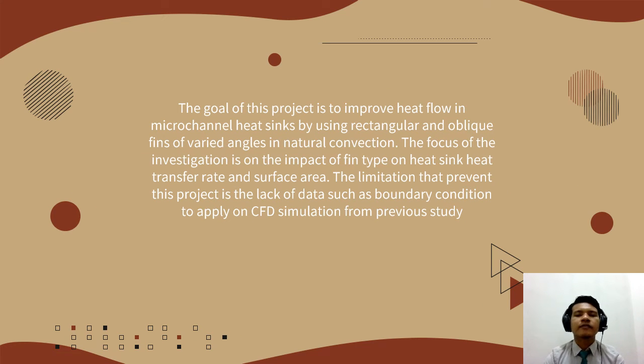Generally, the goal of this project is to improve heat flow in microchannel heatsinks by using rectangular and oblique fins of varied angles in natural convection. The focus of the investigation is on the impact of fin type on the heatsink, heat transfer rate, and surface area. However, the limitation of this project is the lack of data, such as boundary conditions, to apply to a CFD simulation on ANSYS from the previous study.